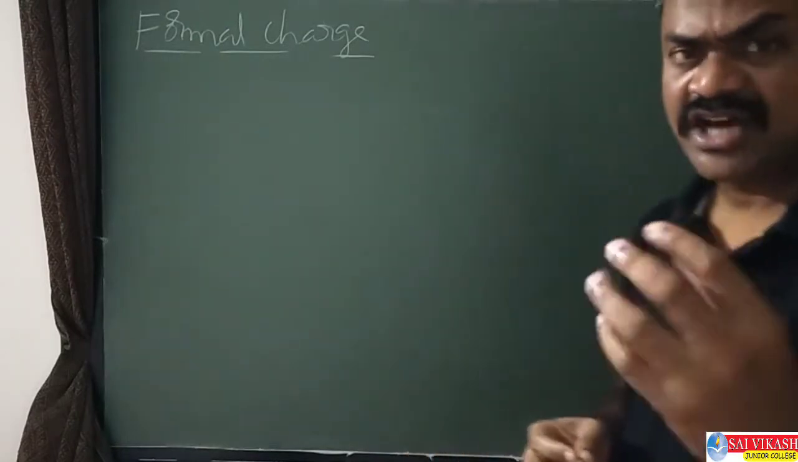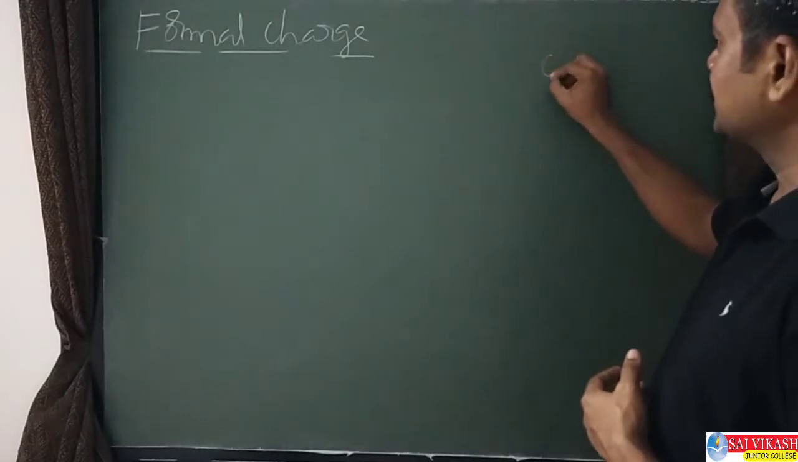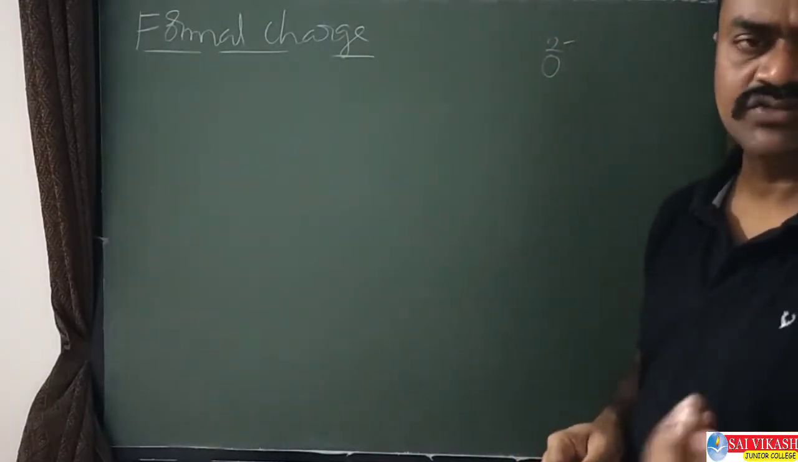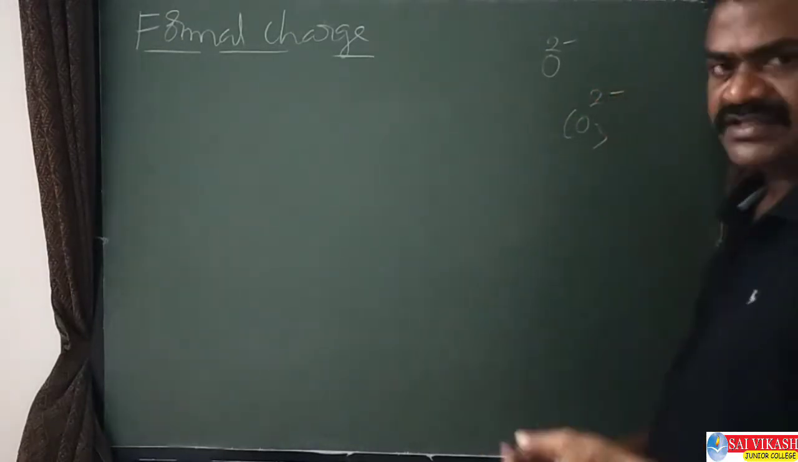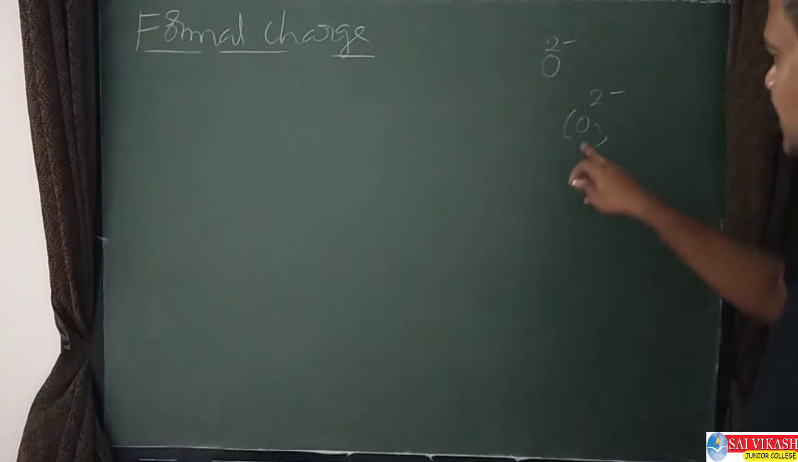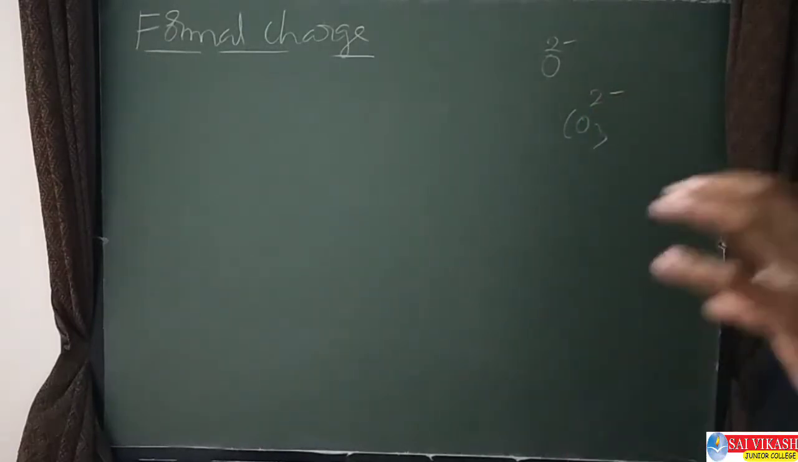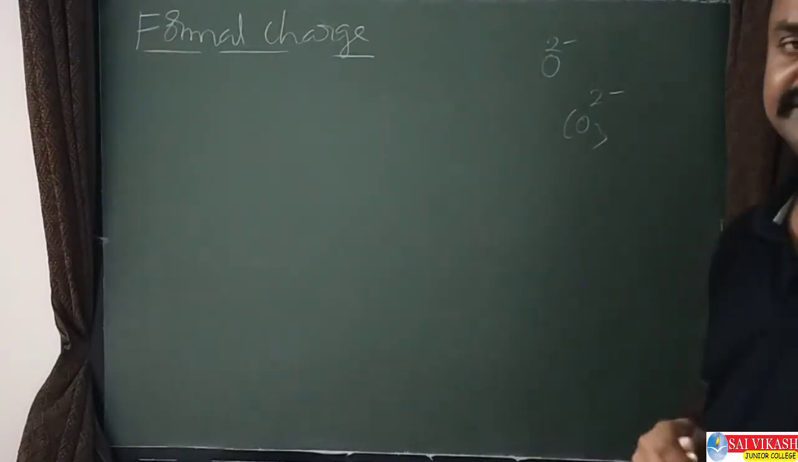We know the charge on the ion or the charge on the atom. Suppose you see O2 minus, this is the oxygen charge. You see CO3 2 minus, the carbonate ion. The CO3 has 2 minus as its charge. This is the total ion charge, meaning 1 carbon, 3 oxygens, total charge is minus 2. This is the charge on the ion.